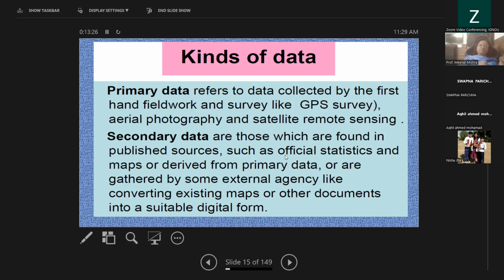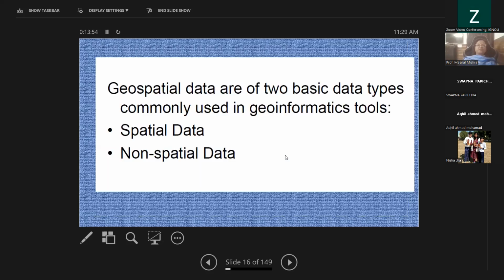But when you refer to the data which has been published somewhere, or you take it from some published sources such as official statistics, like census data, that becomes secondary data for you, because it was gathered by some other agencies, and then you have used that data. That becomes secondary data for you.